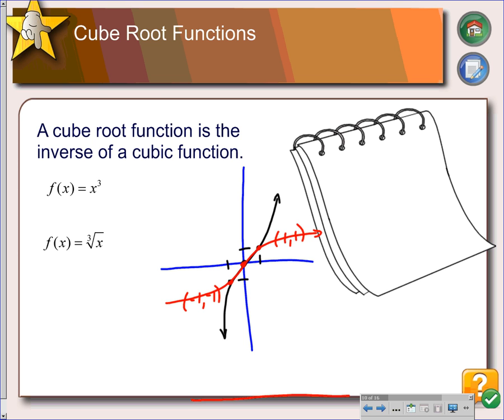So this is the cube root function as a graph. And if we put the y equals x line through here, we have symmetry through the line y equals x. So the red line here is the parent function for the cube root.